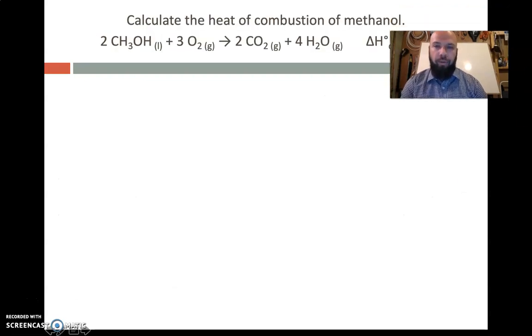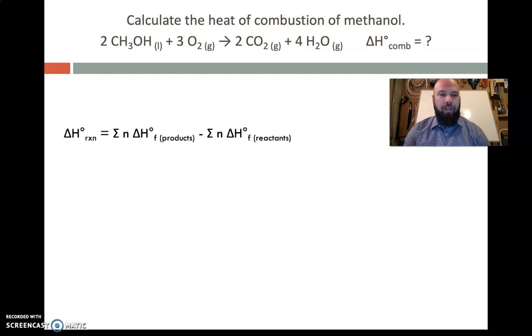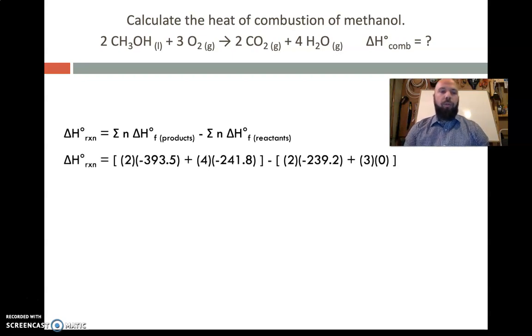Here's a second example. You're going to do a lot of calculations with combustion reactions. So it says calculate the heat of combustion of methanol. You can do this by looking up the table or the molar enthalpy information from a table of methanol, oxygen, carbon dioxide, and gaseous water vapor. So there's our equation. Notice here we are multiplying the values by the molar coefficients in the question.